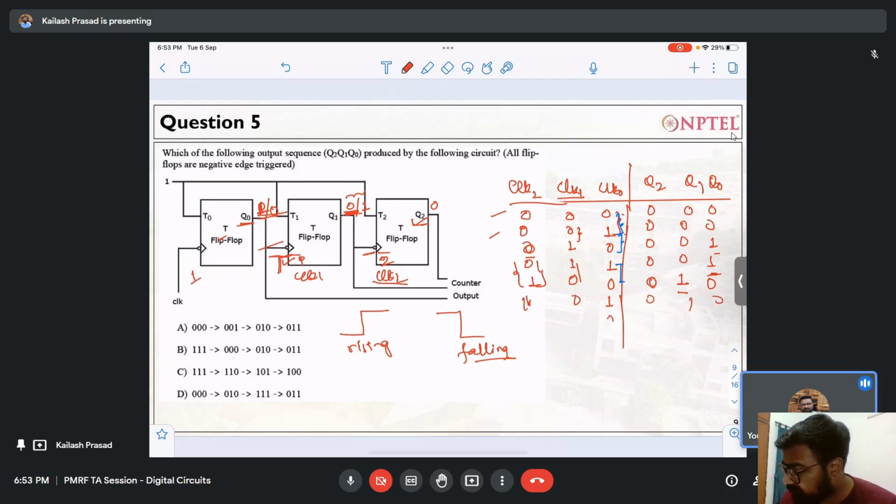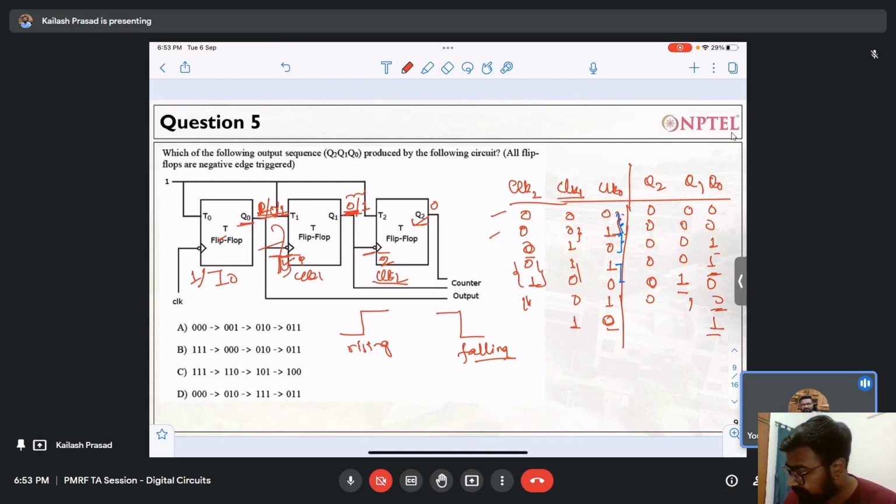Again going to a falling transition. If it falls again, it goes from 1 to 0 again. So what will happen? This node was 0, so it will toggle to 1. Now, as soon as this toggles to 1, the same node is connected to clock 1. The clock 1 will go 1.